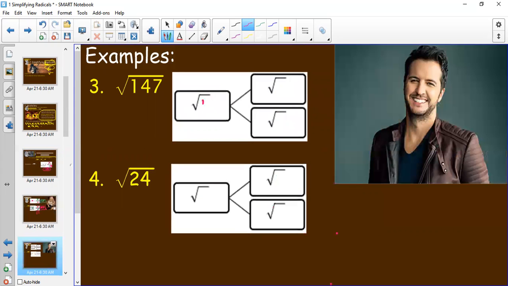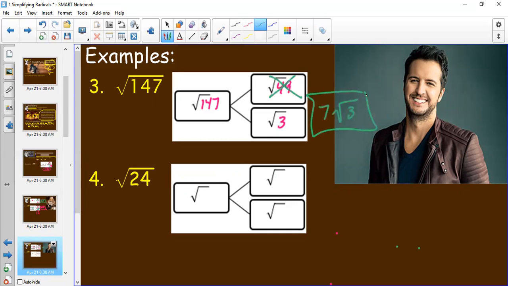All right, we can do 147, see what that one's divisible by. That one's a little bit tougher. I believe it's 49. Let me use my calculator here to double check that one. Yep. So 49 times 3 is 147. Go ahead, square root 49. That's 7. Don't know the square root of 3.